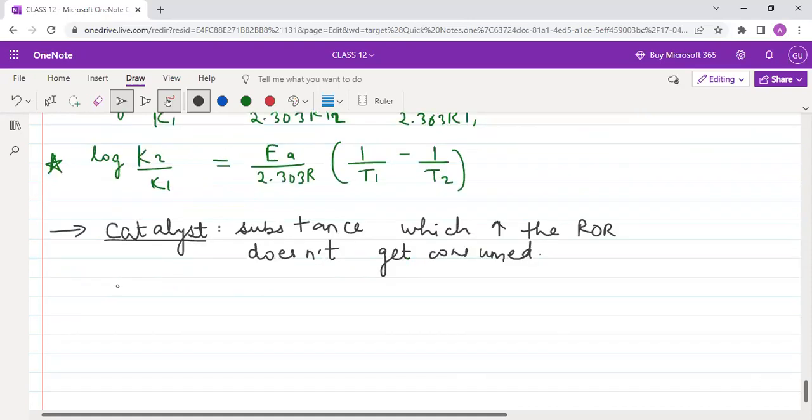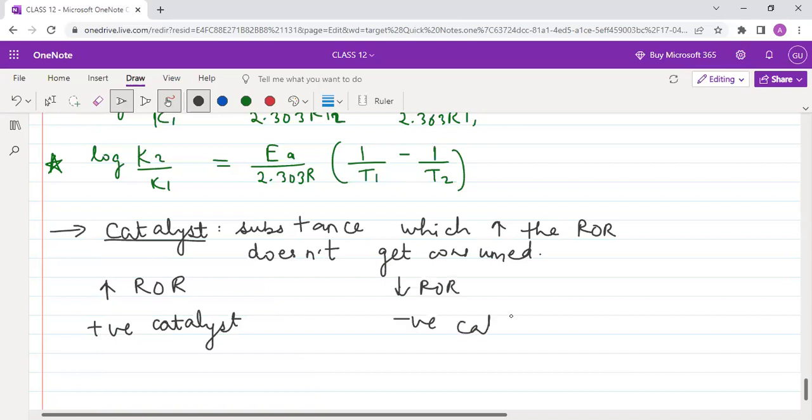Now there are two types of catalyst. The catalyst may increase the rate of reaction and it may also decrease the rate of reaction. If it increases the rate of reaction, we call it a positive catalyst. And if it decreases the rate of reaction, it is called a negative catalyst. So there are both types of catalyst. The negative catalyst is also called an inhibitor because it is decreasing the rate of reaction. So a catalyst takes part in the reaction, but it doesn't get consumed.